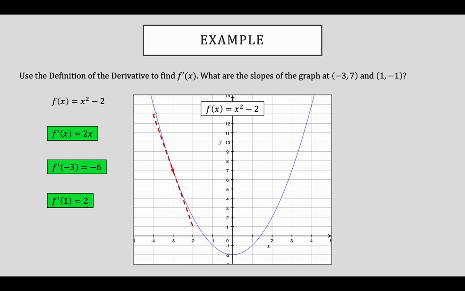Notice if you were to go down 6, 1, 2, 3, 4, 5, 6, and to the right one. All right, the slope of this tangent line is negative 6. Again, derivatives give us the slope of the tangent line. The second point was 1 comma negative 1. Well, what's the slope of the tangent line here? The slope of the tangent line at this particular point is 2. If I go up 2 over 1, up 2 over 1, right? My tangent line has a slope of 2.